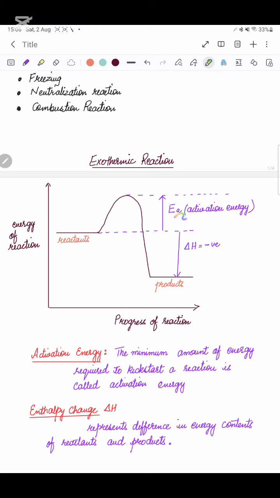Now what is activation energy? Activation energy is the minimum amount of energy required to kickstart a reaction. And activation energy is measured starting from the energy of the reactant to the peak where the curve actually rises. So this area is basically the activation energy.